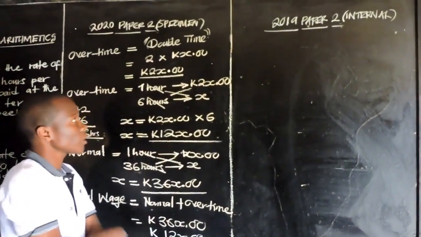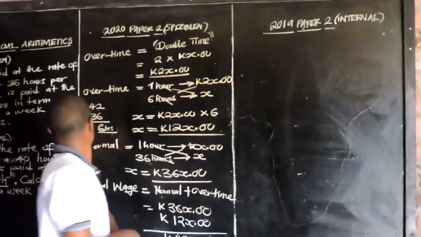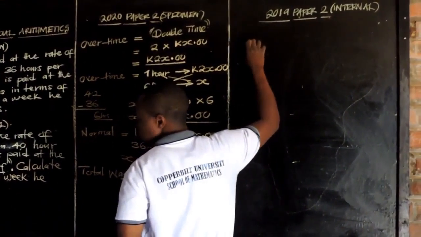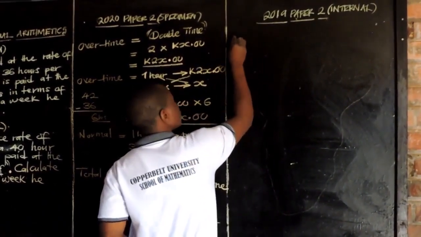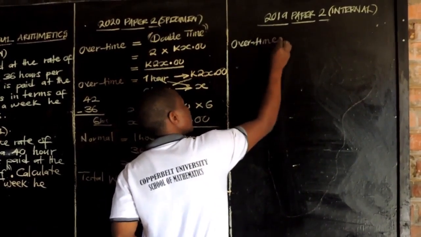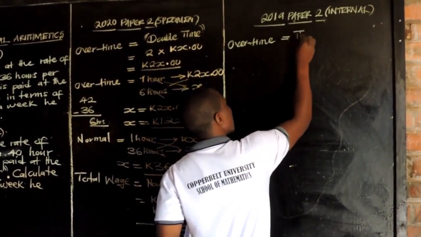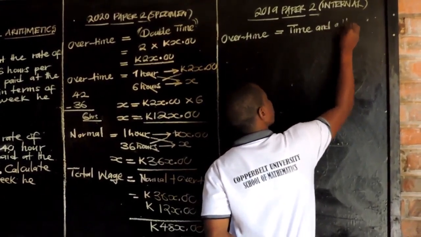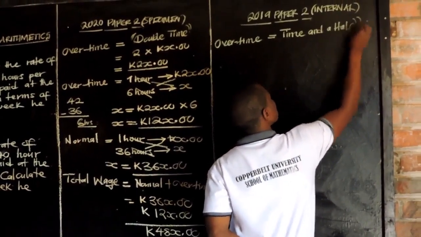So, 2019 paper 2. Okay? First, what we are going to find is overtime, right? The rest is given as time and a half. Time and a half. Are we together, guys?